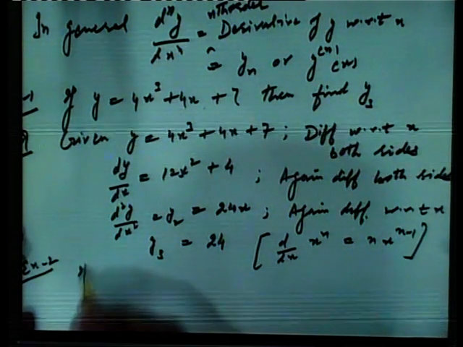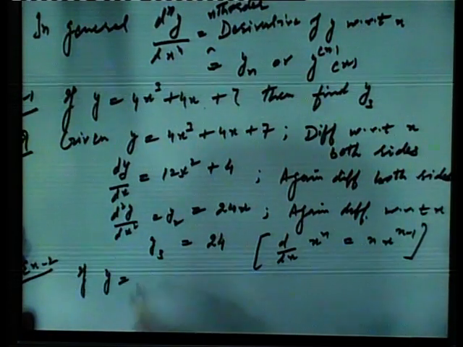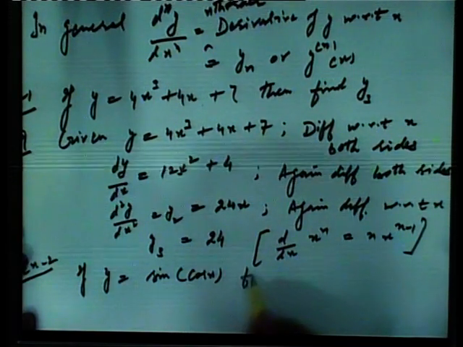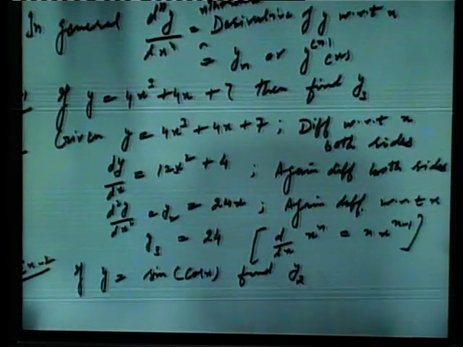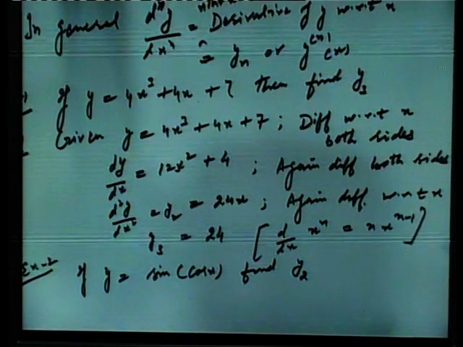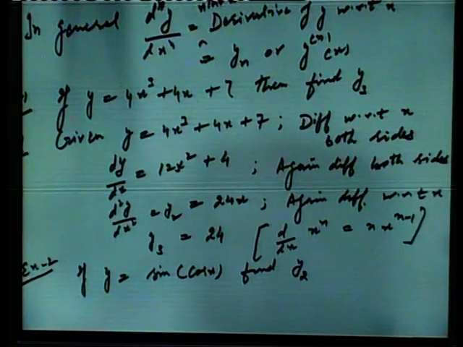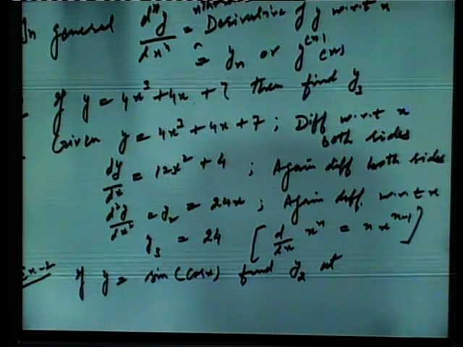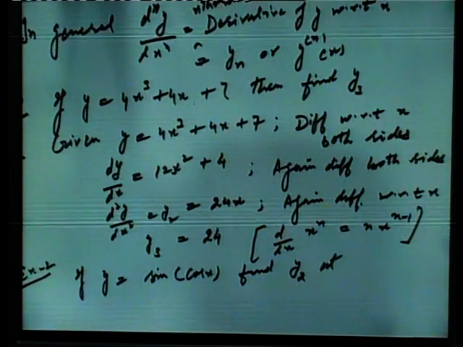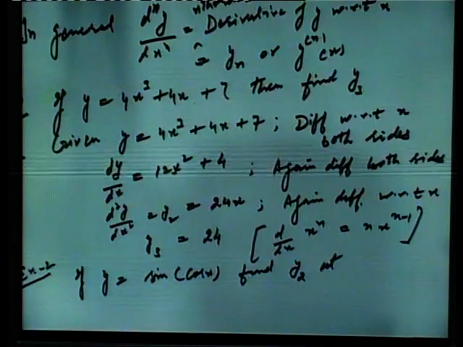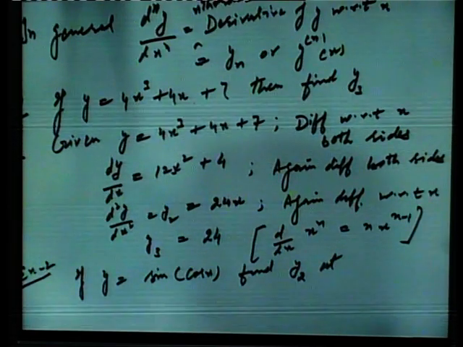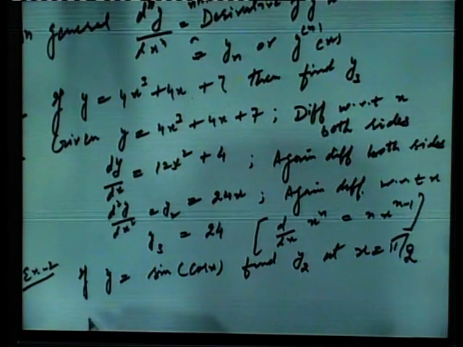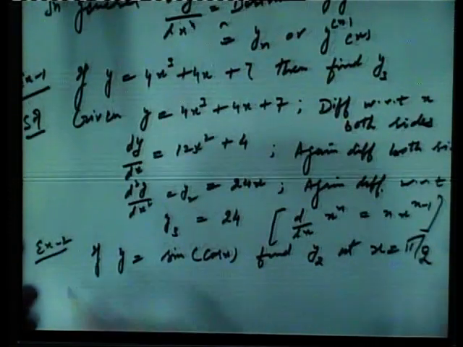Now, let us take another example, some difficult one. If y is equal to sine of cos x, then find y2 at x equal to pi by 2. Solution.